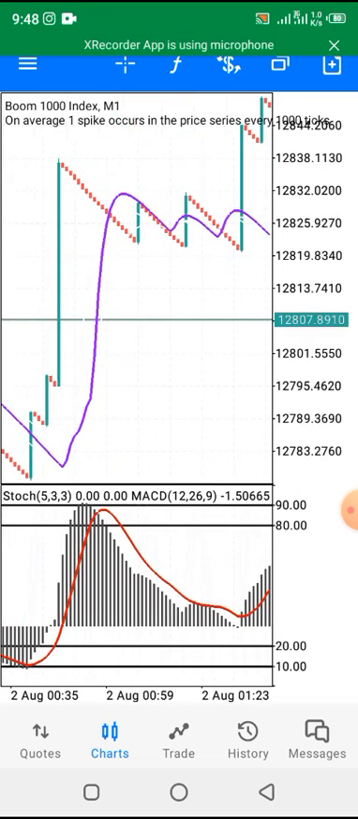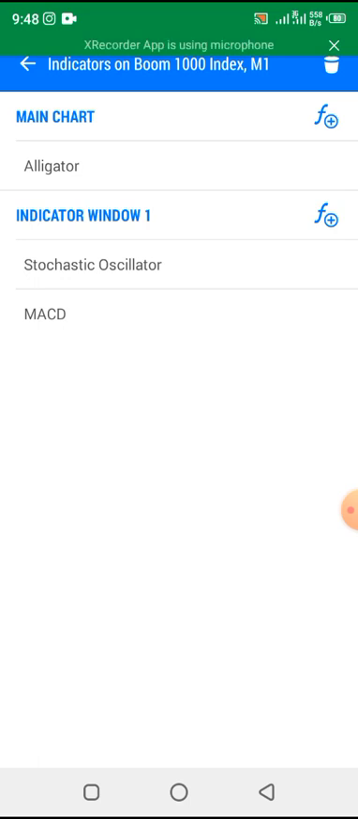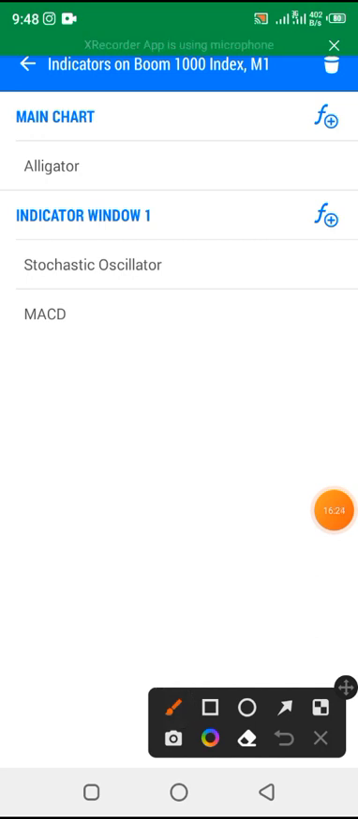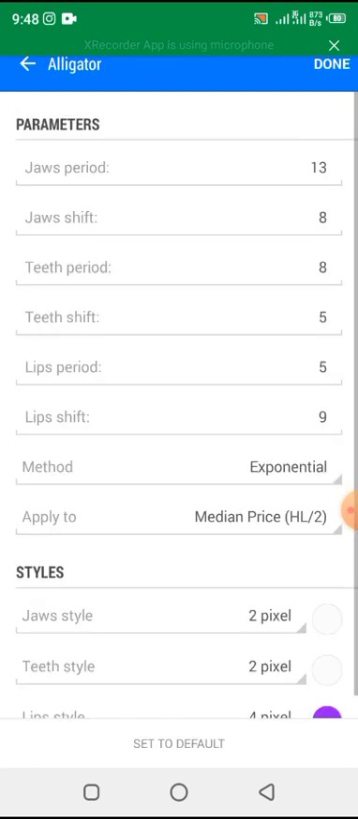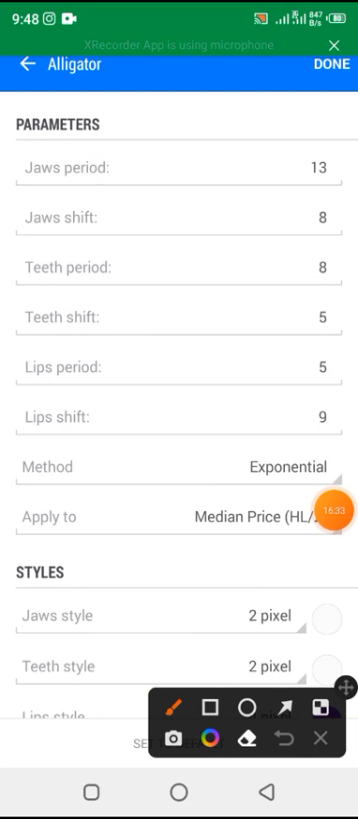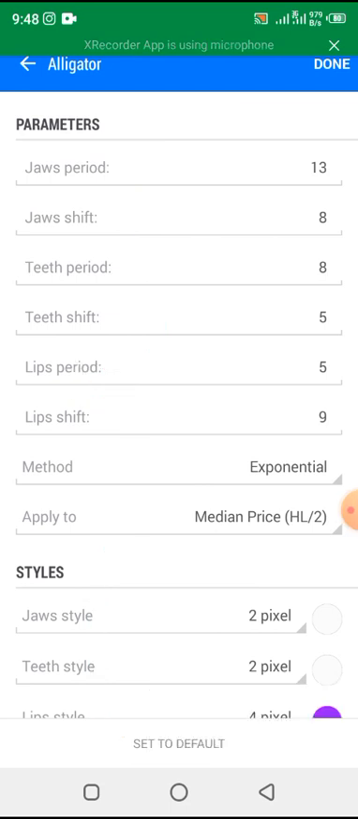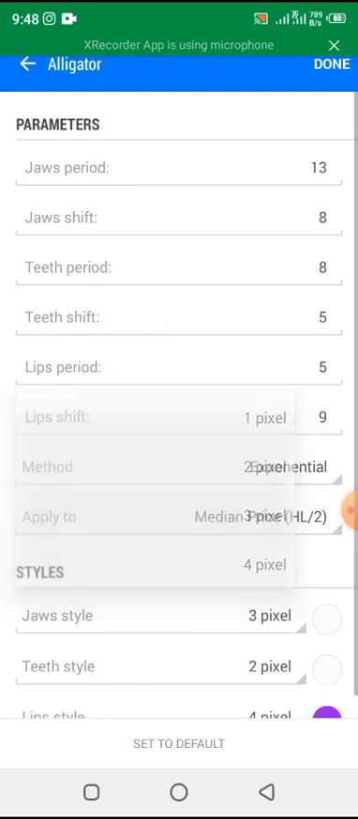Okay, now let me just give you the settings quickly. Look here, guys. The first one is the alligator. You can see the alligator on the main chart. These are the settings of the alligator. Please just screenshot this, then you can paste them in your charts.